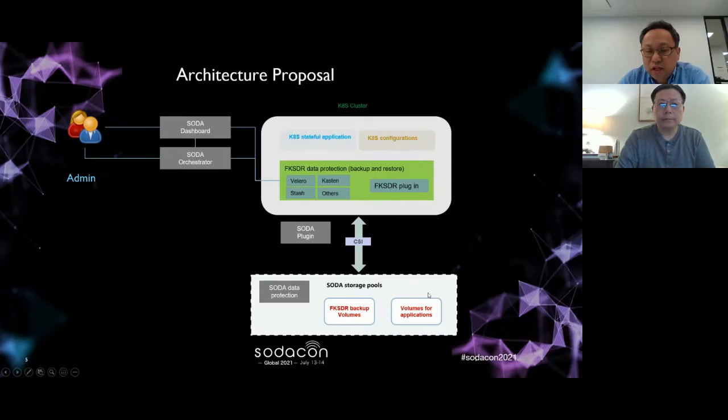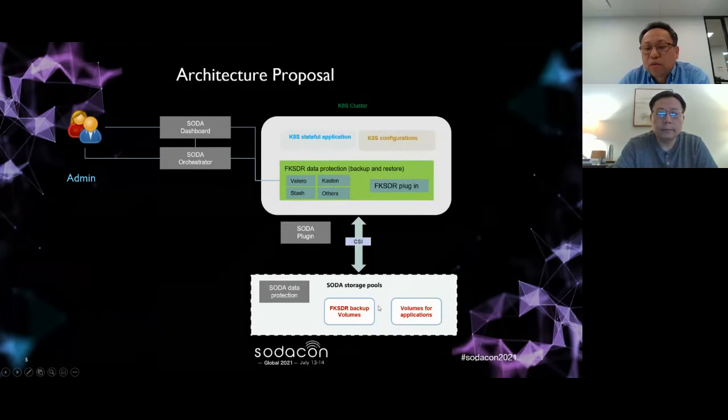And on the storage side, we want to use the SODA data protection features and SODA storage pools to abstract application volumes and the FKSDR backup volumes, which are used to store the Kubernetes metadata. And in between, we can use the SODA plugin, the single driver, to implement all the control flow.